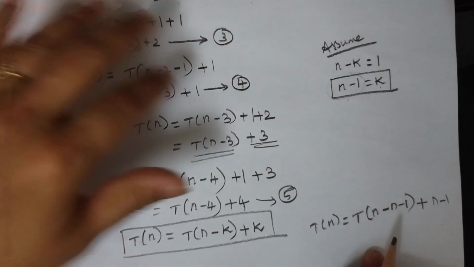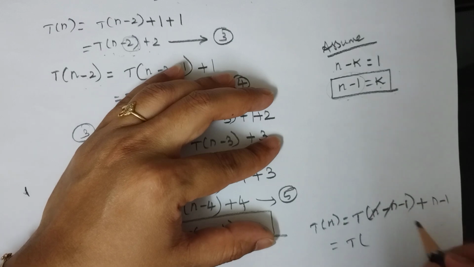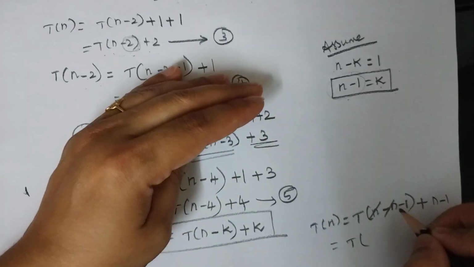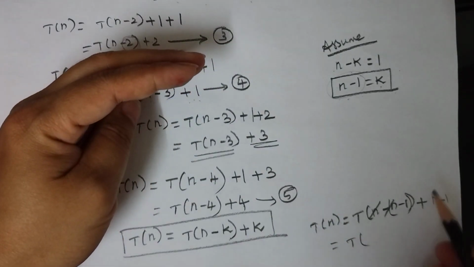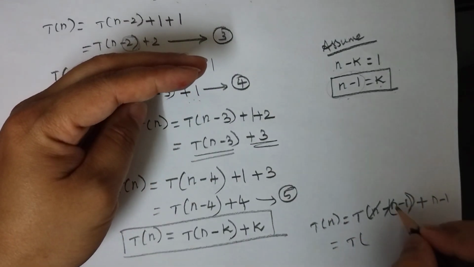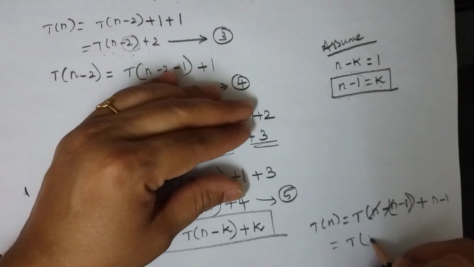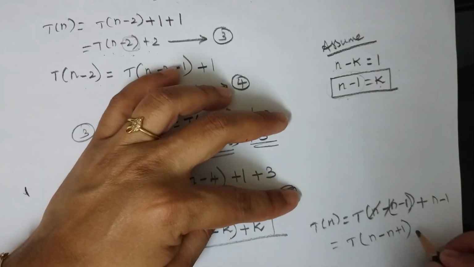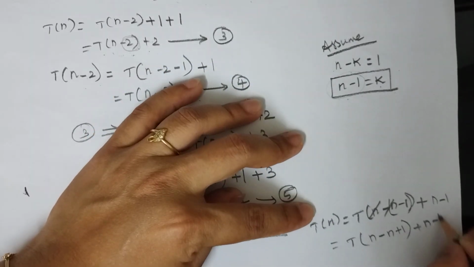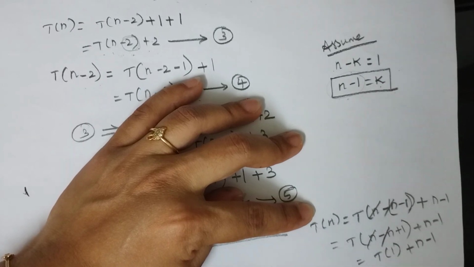Now what will happen if you solve this? Here you will have a bracket because for k you are substituting n-1. If you take it out, n-n+1, you will get this, and then the rest will get cancelled. At last you will get T(1) + n-1.